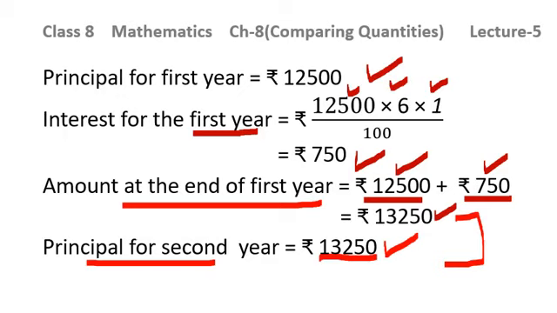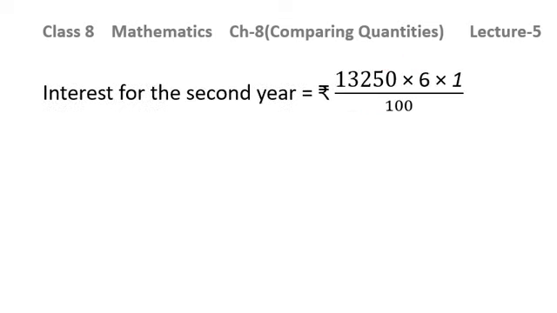You can see it very clearly. Here I have not taken the principal as 12,500. That was the original principal. What I have taken here is the amount of the first year, because I needed to find the principal for the second year. So I have taken the amount of the first year as the principal for the second year. Interest for the second year will be, rate will remain same, time will be 1 year because I have already calculated interest for 1 year.